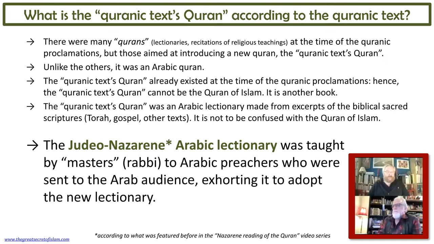So, what can we understand from all of this? That there was a specific group that was a Jewish group, but was not a rabbinical Jewish group, who taught Arab preachers an Arabic lectionary in order for the Arab preachers to present this Arabic lectionary to an Arab audience. I think this group was the Judeo-Nazarenes that we already spoke about, and that we also established the existence of thanks to the Quranic text itself.